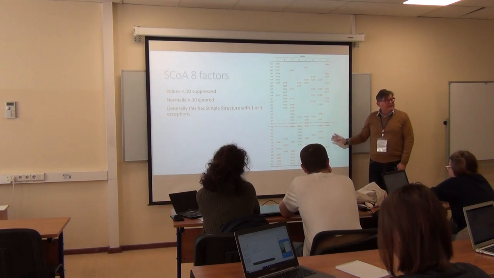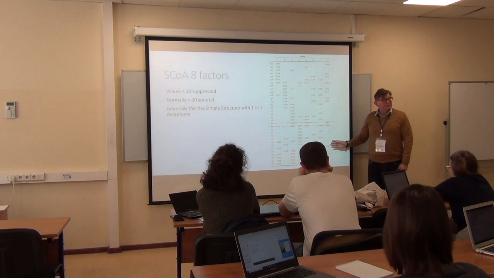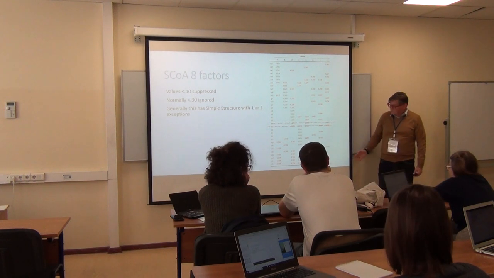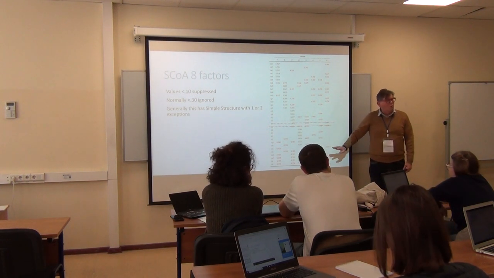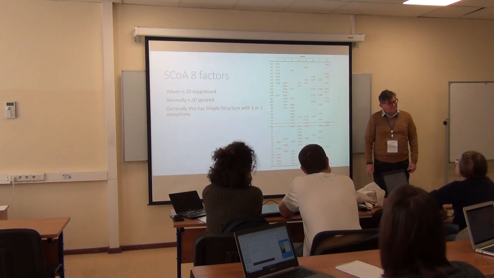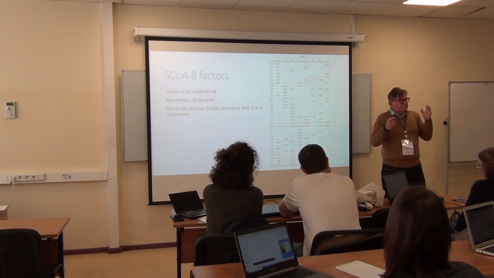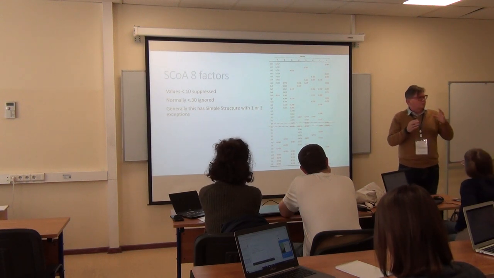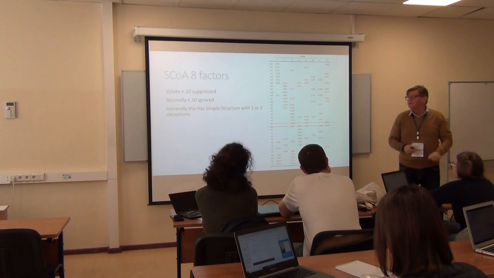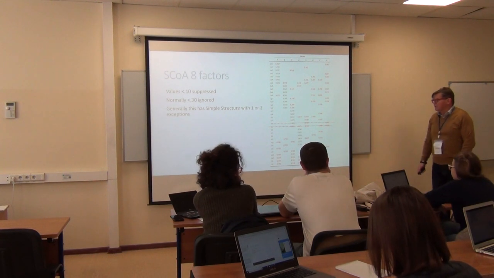I think 8 is wrong. I think 8 is too many. If you ran 9, maybe it would be even more disjointed. So, the goal is to simplify the structure where things group strongly. This clearly is a problem for these two items.